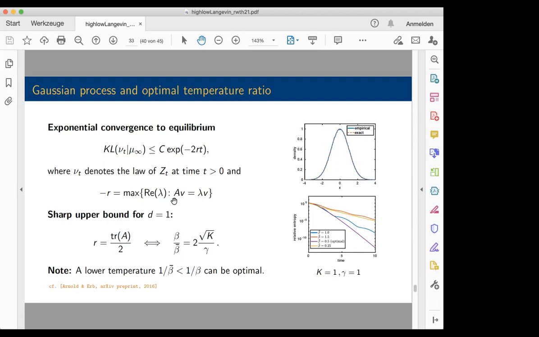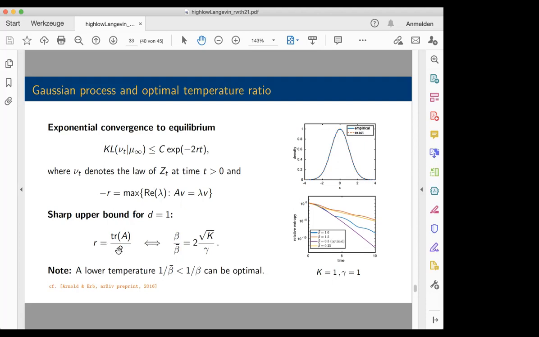Why is this interesting? It tells us how we can optimize our temperature ratio in order to get an optimal speed of convergence, because we can explicitly compute the eigenvalues of this A matrix in simple cases, and in more complicated cases under some assumptions. For example, for a one-dimensional system, position and momenta make it two-dimensional, so A will be a 2x2 matrix.